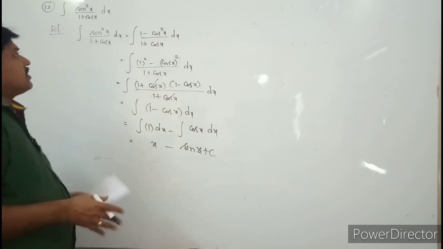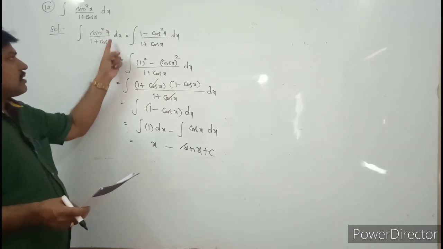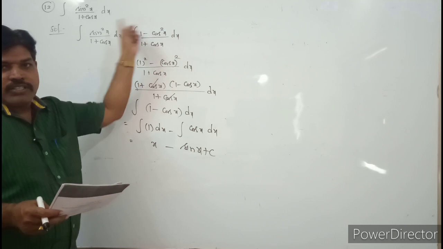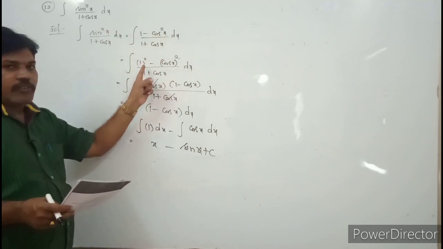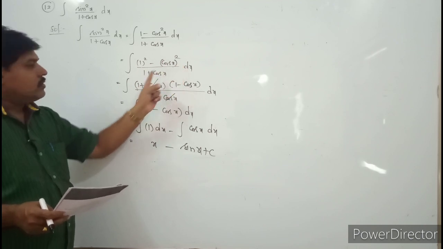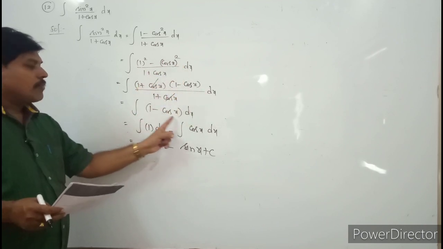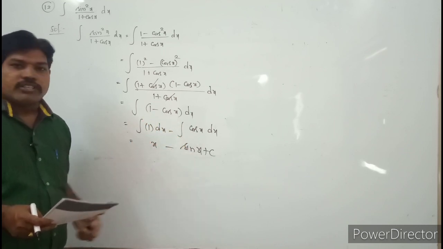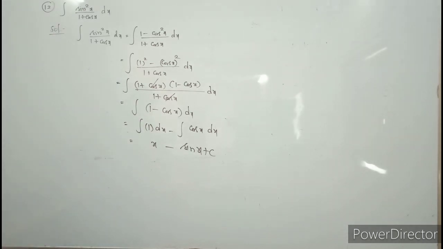Sin x plus c. See, students, once again that question: integral of sin square x by 1 plus cos x. Sin square x you can write as 1 minus cos square x. 1 minus cos square x is in the form of a square minus b square, so a plus b into a minus b. So cancel one term. So 1 minus cos x, integral of 1 is x minus integral of cos x is sin x. So see that question, students.